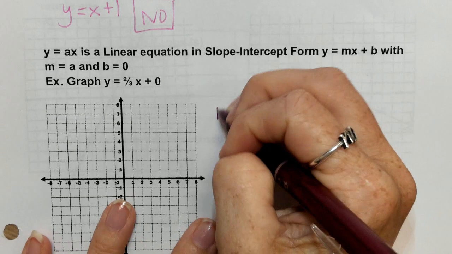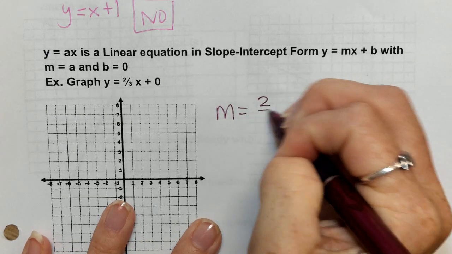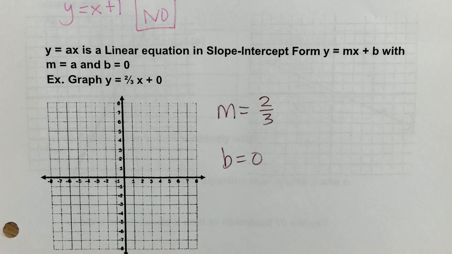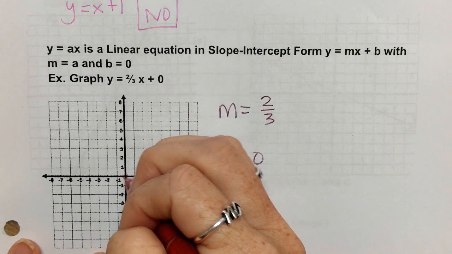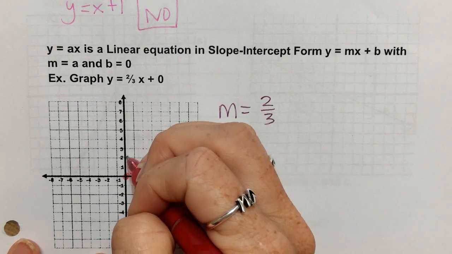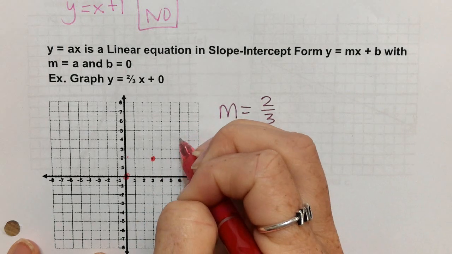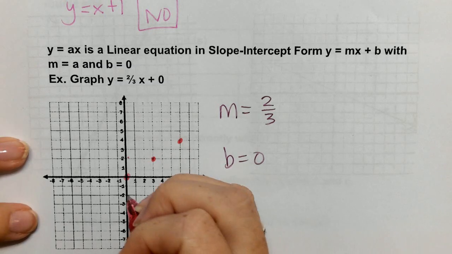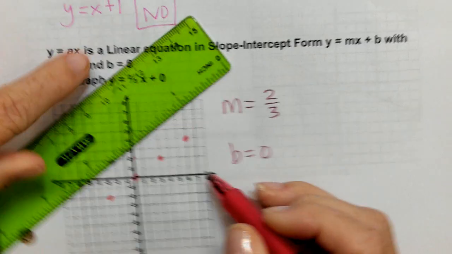So the m is what? 2/3. The b is? So will this be super easy today? Yes, because your b will always be 0. So I go to 0. I go up 2, right 3. And I take my straight edge and I put a line through it. Or down 2, left 3.